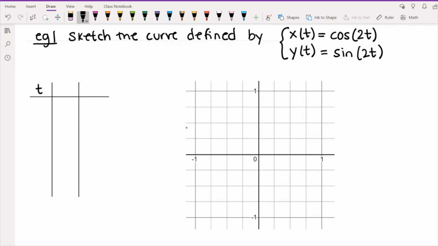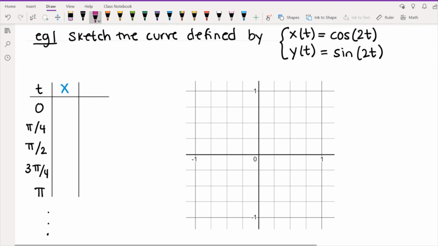And we're going to do the same t values we did on the last one. So we'll do 0, pi over 4, pi over 2, 3 pi over 4, and pi. And then we can think about where it would go afterwards.